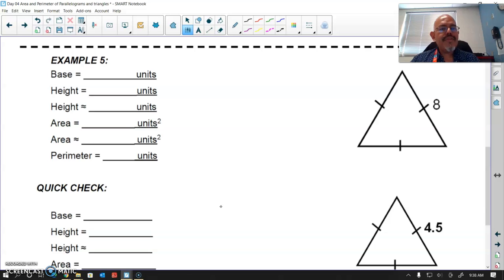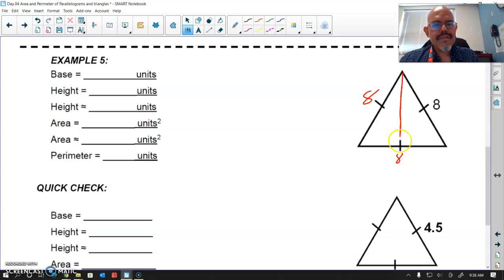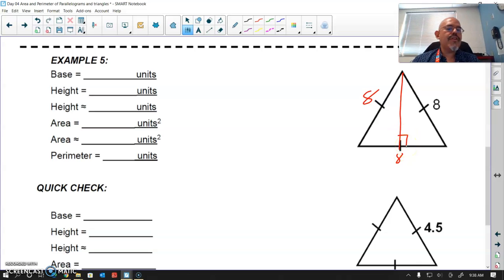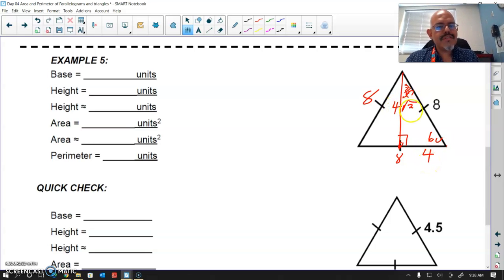In this example, all the sides right here are the same. They're 8 and 8 and 8. Well, we're going to bring this line down. That's our height, which is going to make this into a 30, 60, 90 triangle. The length from here to here is half of 8, so it's going to be 4. And this has to be 4 times the square root of 3, if you remember your 30, 60, 90 triangles.